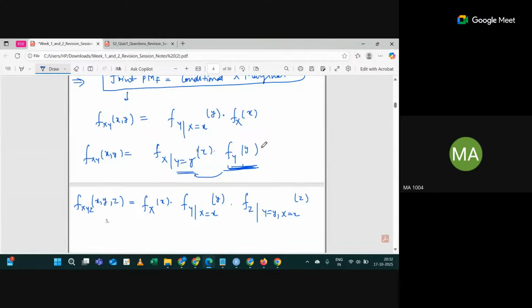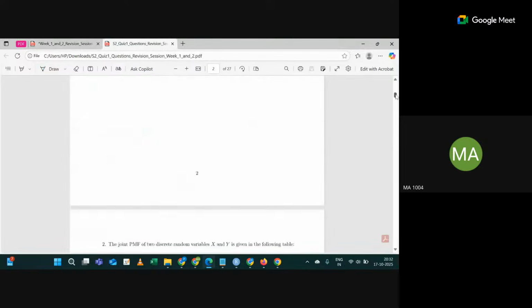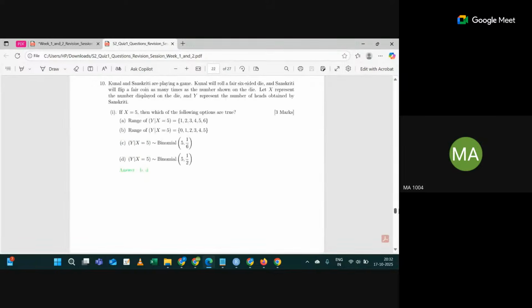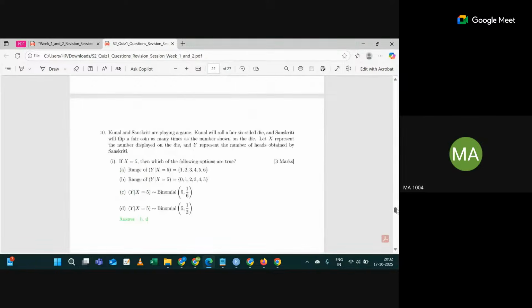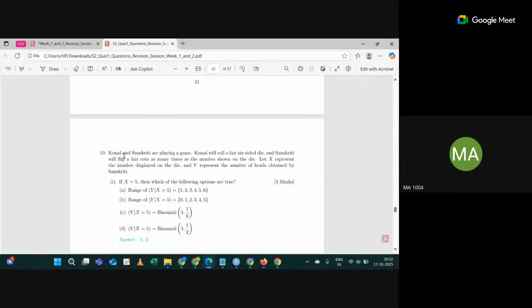So this is about joint PMF, conditional and marginal. Anyway, the answer is visible, but let's try to understand. The question is, Kunal and Sanskriti are playing a game. Kunal will roll a fair six-sided die and Sanskriti will flip a coin as many times as the number shown on the die. In this scenario, conditional is very easy to model, correct?